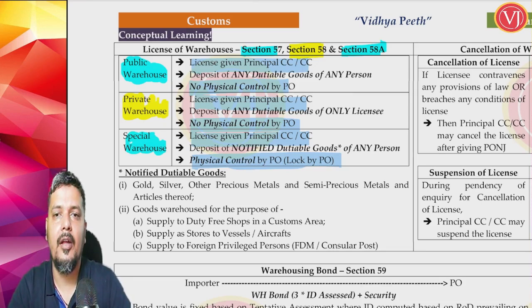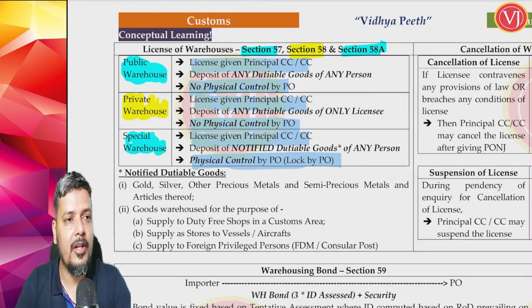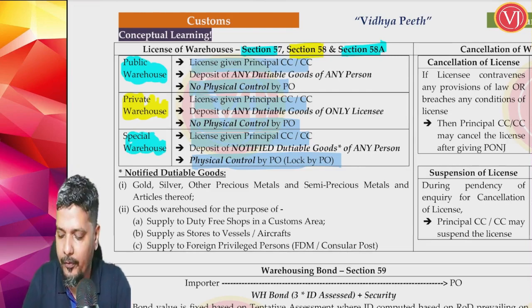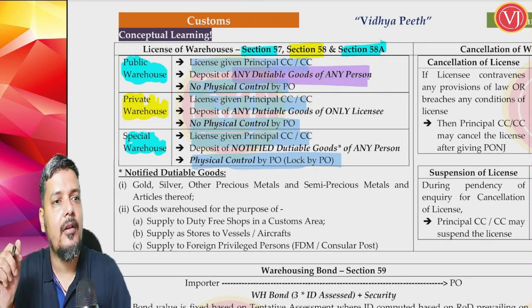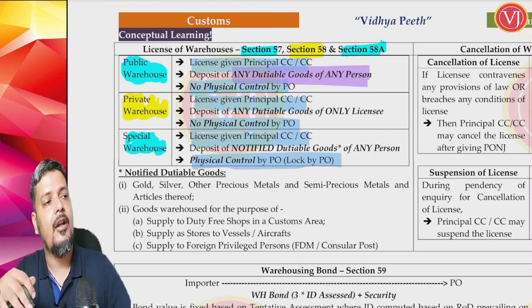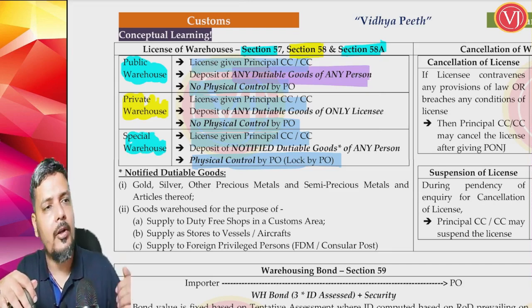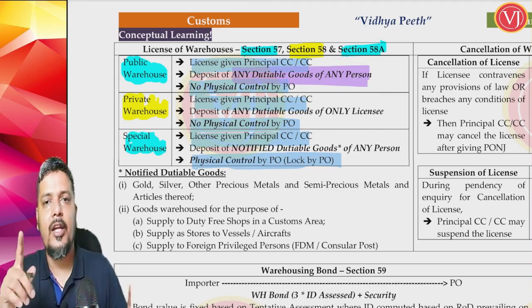The main difference: in a public warehouse, you can keep dutiable goods of any person. Supposing a public warehouse is run by Reliance Limited. So Reliance Limited has to keep dutiable goods of any person, be it belonging to Reliance Limited, be it belonging to Tata Limited, be it belonging to Adani Limited, be it belonging to any company, ITC Limited. So when there's a public warehouse run by a particular person, say Reliance Limited, it has to keep dutiable goods of any person.